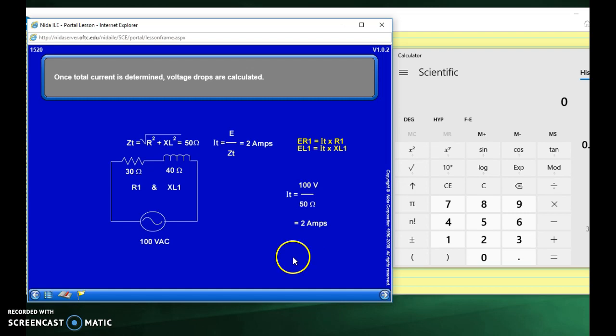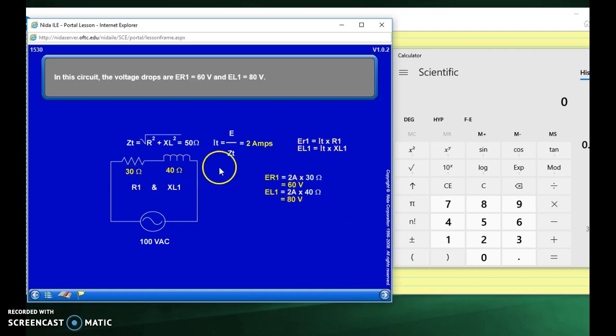Once total current is determined, voltage drops are calculated. This is where it gets interesting, because we're used to the voltage drops summing up to be the applied voltage when we think about certain things. That's no longer the case. Those rules are out of the game now. So we're going to actually do that in the next slide.